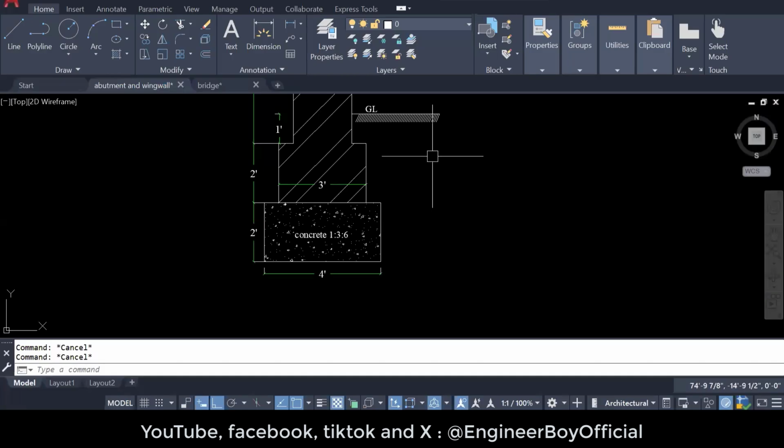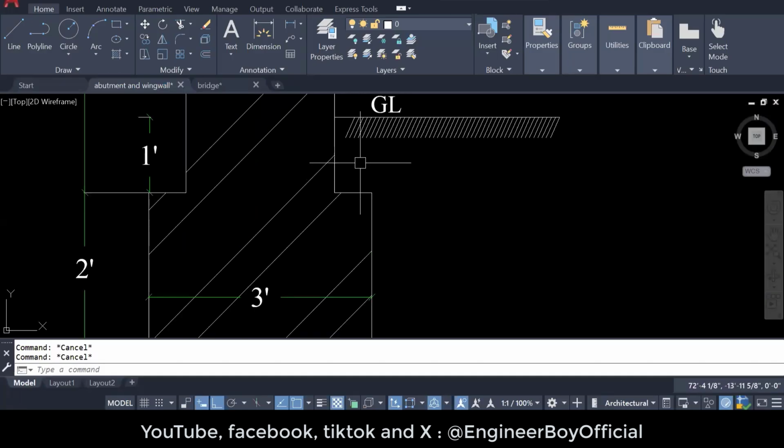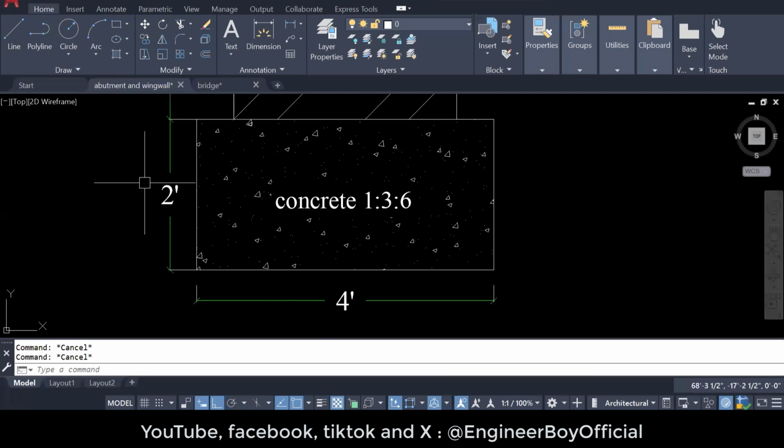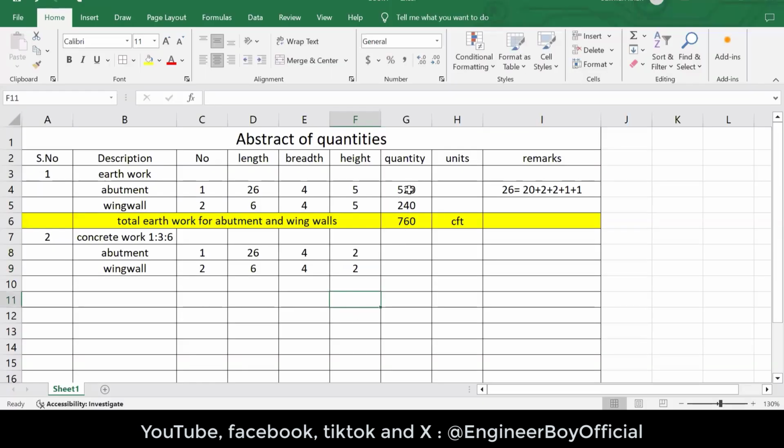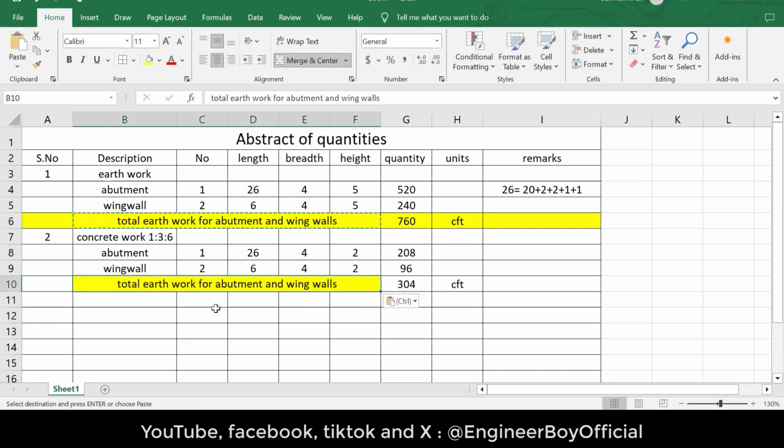However, the height for both is something different. We actually take the height or depth of earthwork from the ground level. This time the concrete is only 2 feet, if you see that. So the height is just 2 feet, and 2 feet for the wing wall as well. Now I'm gonna just copy the formula over here and paste it, and then let's drag this formula below. Now we will sum the above two, which is 304 CFT, okay. That means this is the total. Let me copy this and paste it over here. So it is the total PCC or concrete work, 136, for abutment and wing wall.